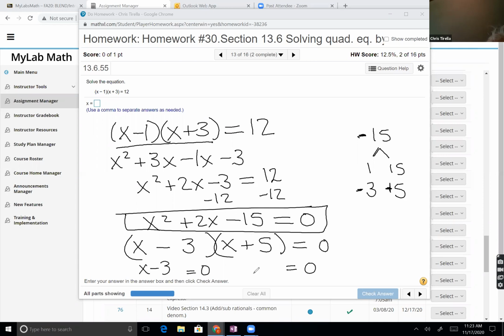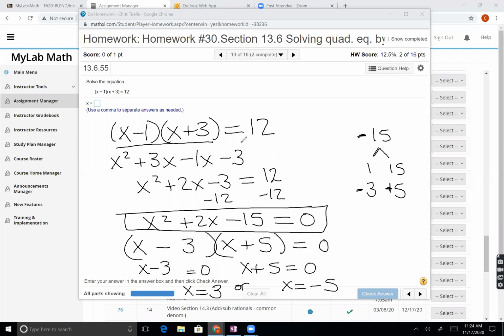So when I set each factor equal to 0, I get x can equal 3, or x can equal negative 5. And I would have to go through and check both of them in the original. So that one is a little bit more involved. Are you folks comfortable with that one? Yeah. All right, then.